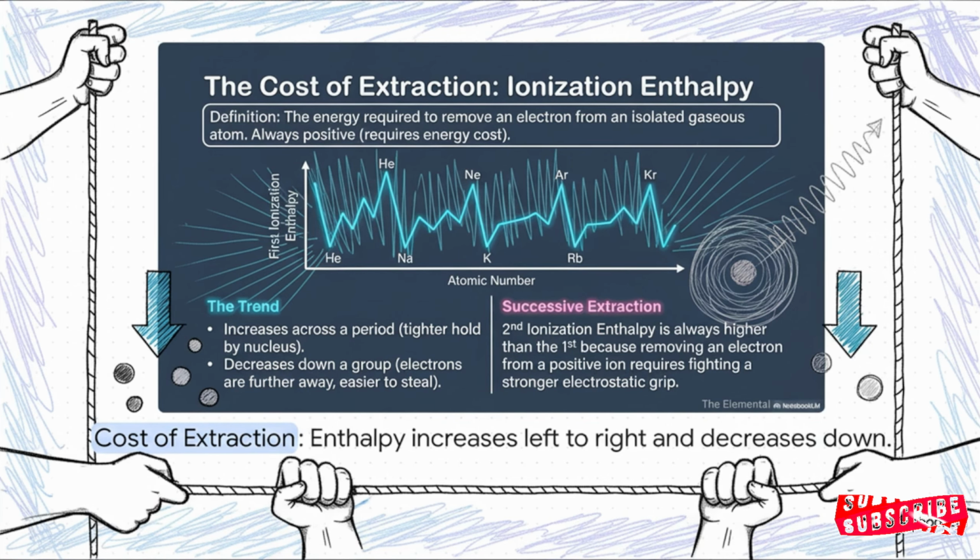Also, remember this for your test. Successive extractions always cost more. Going back in for a second electron means you're fighting an even stronger electrostatic grip.